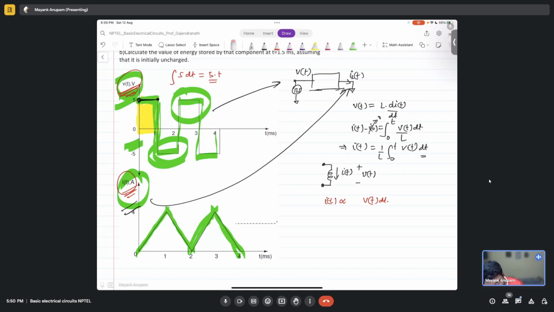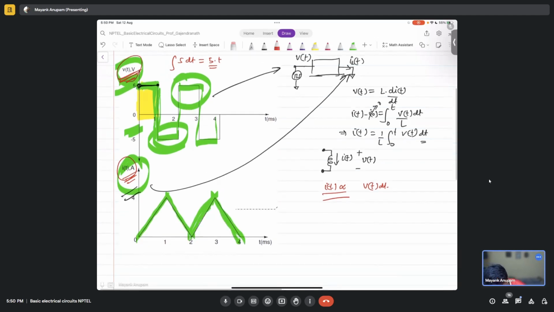So it cannot be directly proportional to voltage, right? Because directly proportional means when voltage is zero, current is zero. If the current had been directly proportional to voltage, how would the current waveform have been? Tell me. It will also become a square wave, but a square wave of different amplitude. Correct. It will be like this only, right? But this is not what we want. We want a triangular waveform. So it should be proportional to the integral, right?